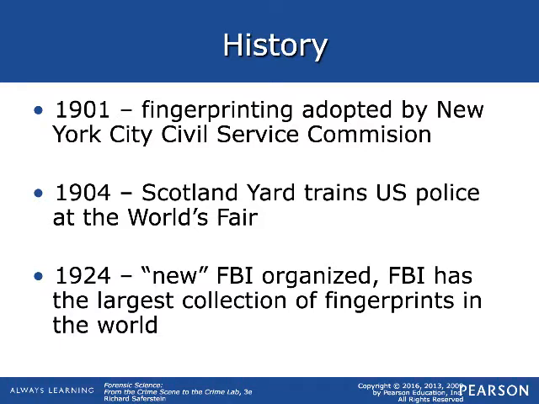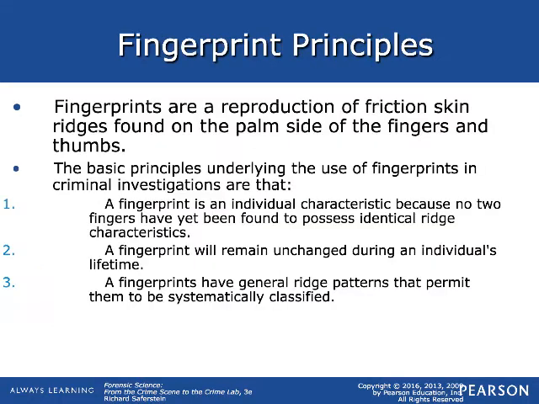In 1904, Scotland Yard came to the United States, and they started training U.S. police in how to fingerprint and how to interpret the fingerprints at the World's Fair. And then in 1924, the FBI was reorganized, and they started collecting fingerprints. So the FBI has the largest collection of fingerprints in the world.